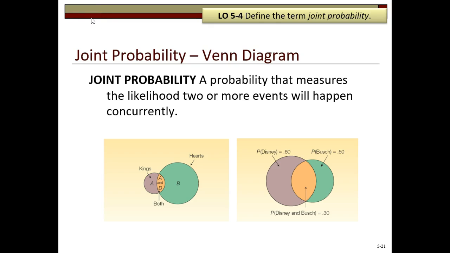Now we want to define the term joint probability. This is what we have been looking at already. Joint probability is a probability that measures the likelihood two or more events will happen concurrently. So we talked about kings and hearts, and when it will be both a king and a heart. And then here's another scenario with Disney and Busch, two adventure parks, and when it would be both Disney and Busch Gardens.